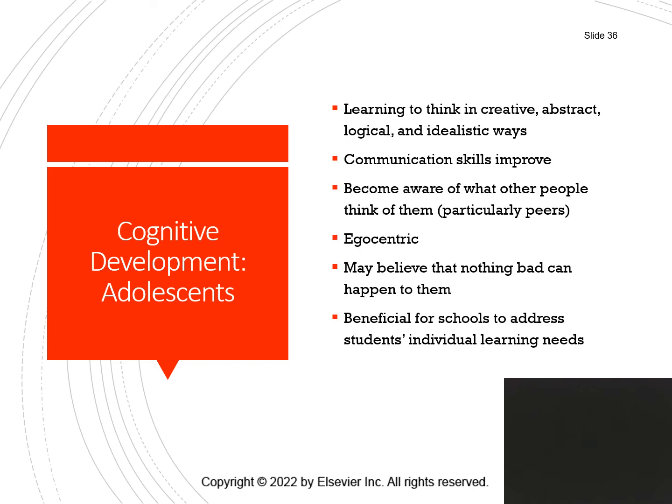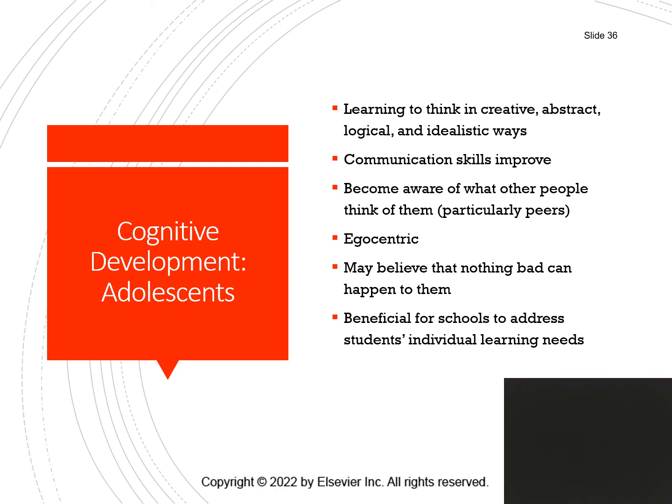Adolescents are learning to think in creative, abstract, logical, and idealistic ways. Piaget labeled this stage formal operations. Communication skills improve as adolescents better organize their thought in logical ways. Adolescents become more aware of other people and of what others think about them. They want to fit into society, and they also become egocentric again.